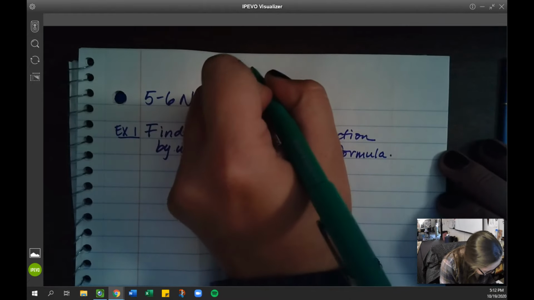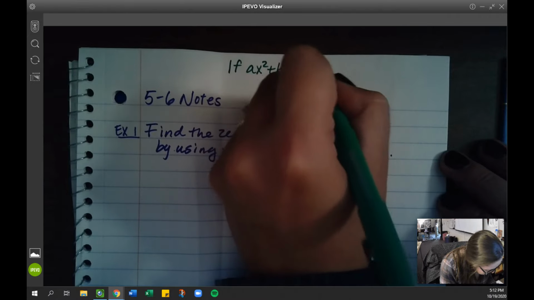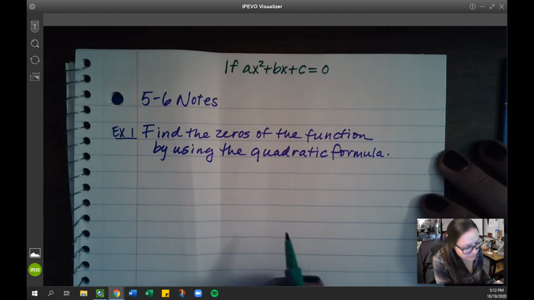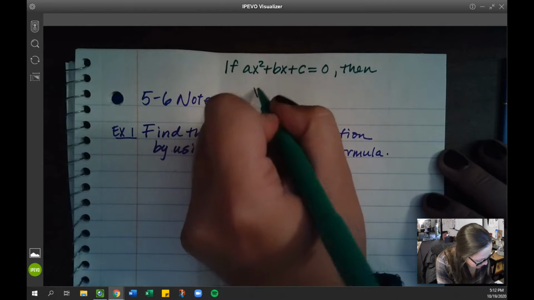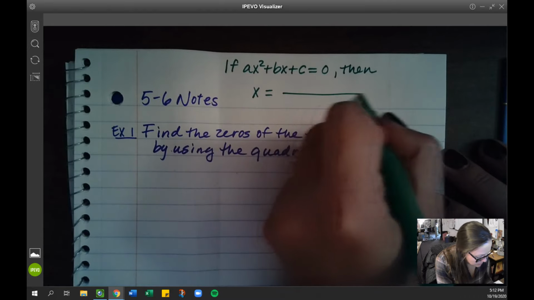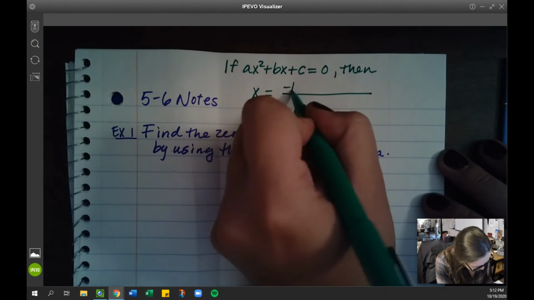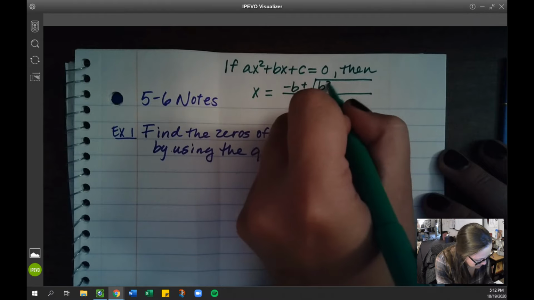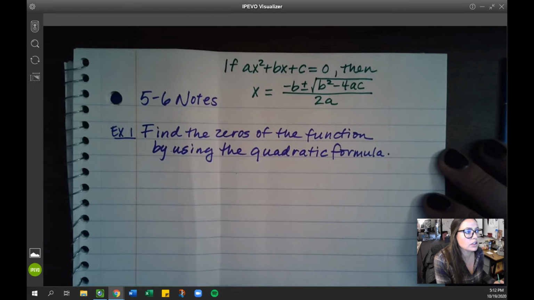I'm going to write it up top. If ax squared plus bx plus c equals 0, that looks familiar, right? Then x equals, it's a big fraction, negative b plus or minus big square root of b squared minus 4ac all over 2a.